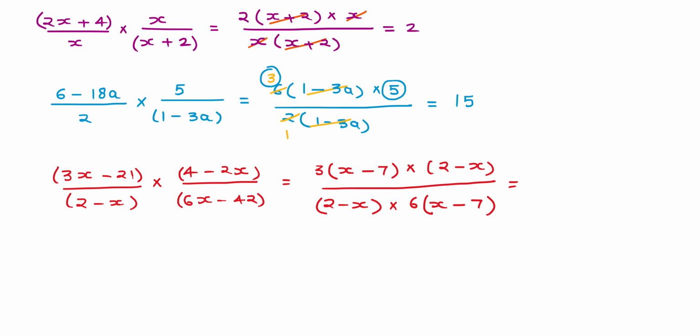Now you can clearly see that this x minus 7 is the same term, so it cancels out. 2 minus x and 2 minus x are the same term, so they cancel out. And 3 and 6 both come in the times table of 3. So 3 times 1 and 3 times 2. So your answer here will be 1 over 2. So in this factorization question, in this multiplication and division of fractions, the answer is 1 over 2.